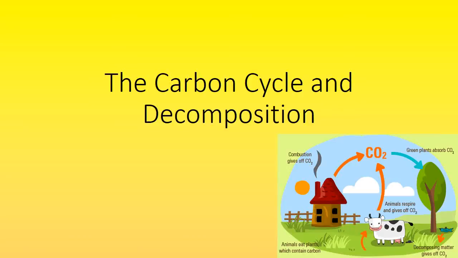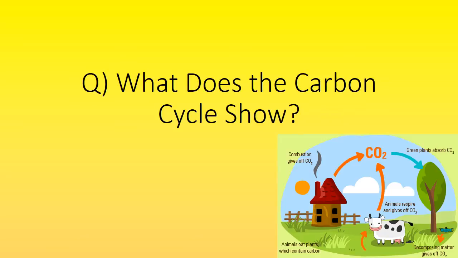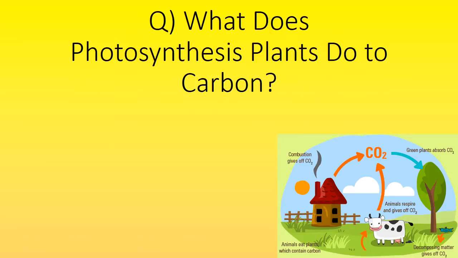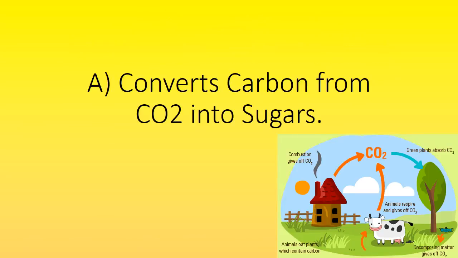The carbon cycle and decomposition. What does the carbon cycle show? How carbon is recycled. What does photosynthesis in plants do to carbon? It converts carbon from CO2 into sugar.